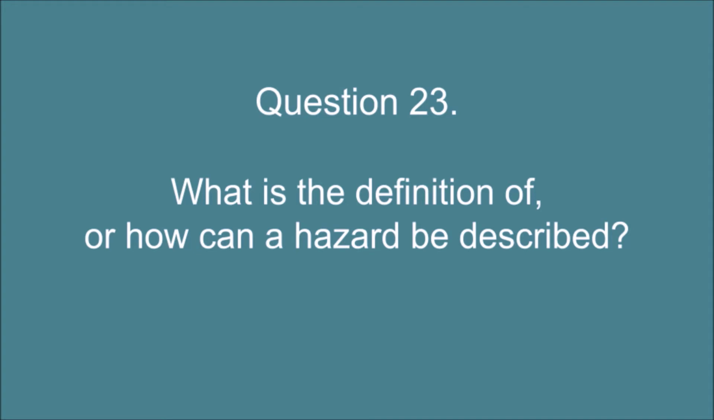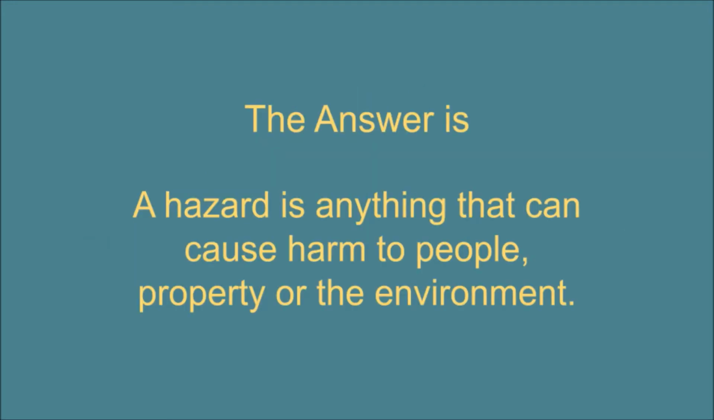Question 23. What is the definition of, or how can a hazard be described? The answer is: a hazard is anything that can cause harm to people, property, or the environment.